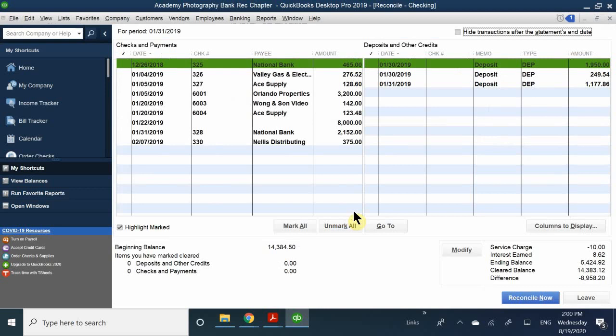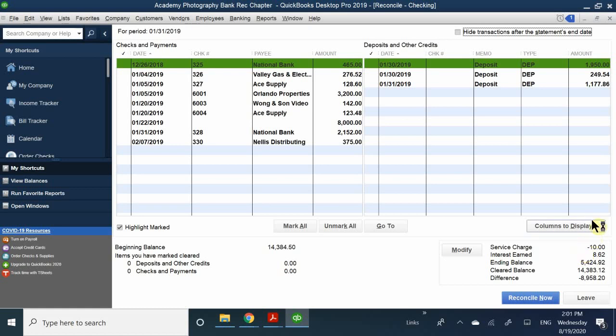Once you click continue, you're going to get this window here. This is where you're going to compare what you've recorded in QuickBooks to the bank statement in the book. So this is where we're going to go down the line and check mark what we see that appears on the bank statement and also appears here in QuickBooks.